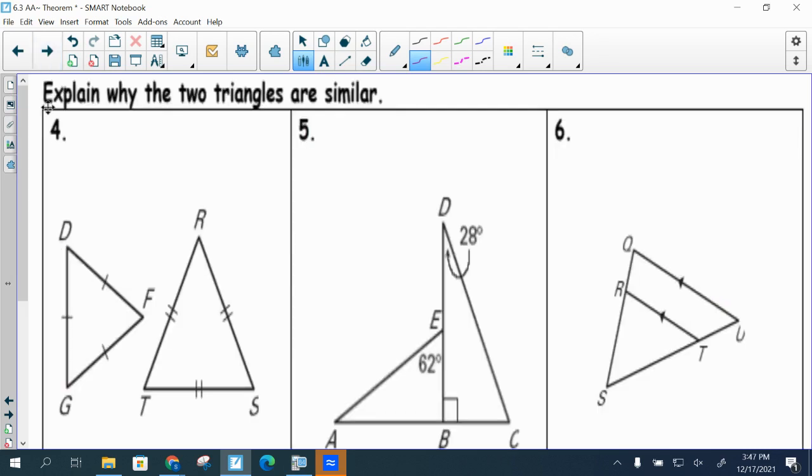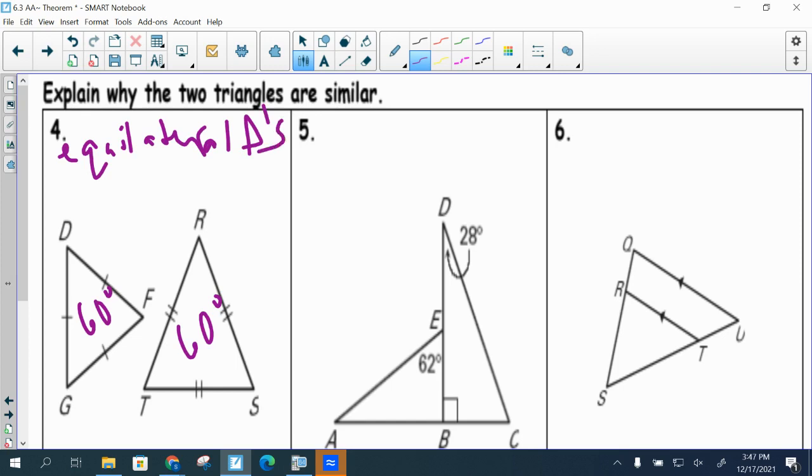And then the next question, explain why the two triangles are similar. So these are similar because they are equilateral, and equilateral triangles all have measures of 60 degrees for the 3 angles. And you only need 2 angles to be similar, so these would be similar, even though they don't have the same side lengths. They have proportional side lengths.